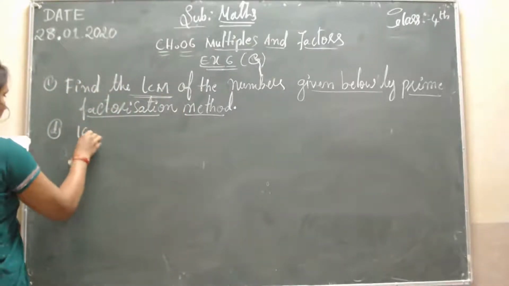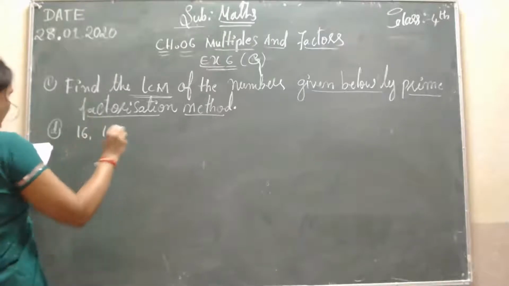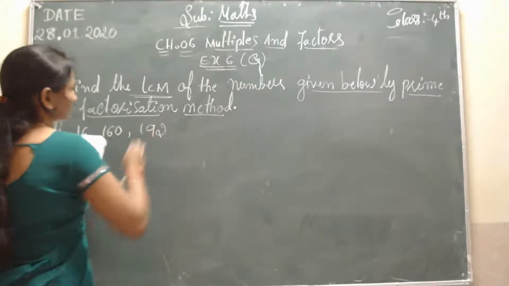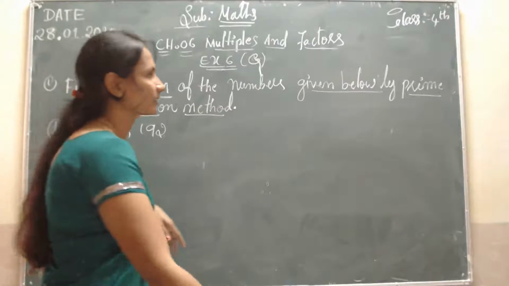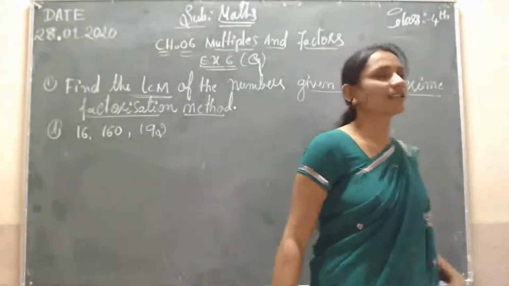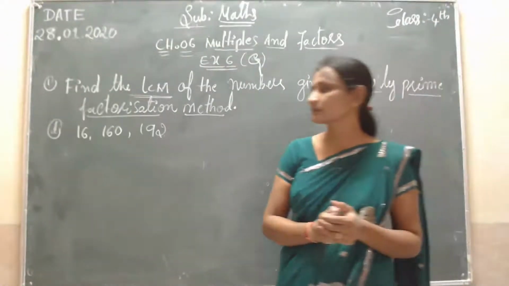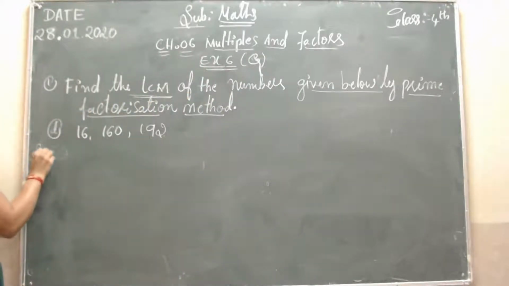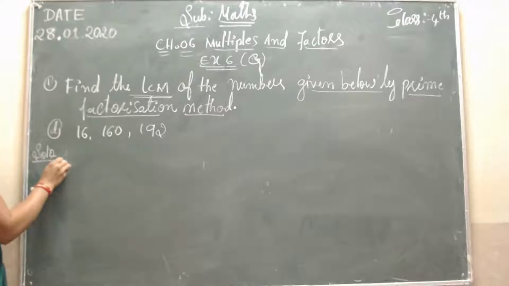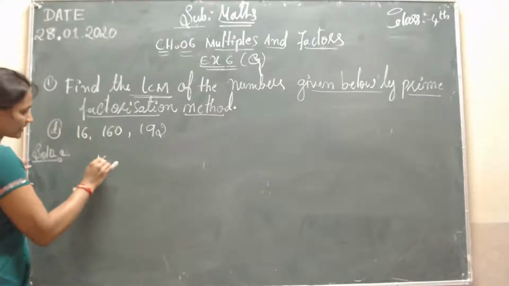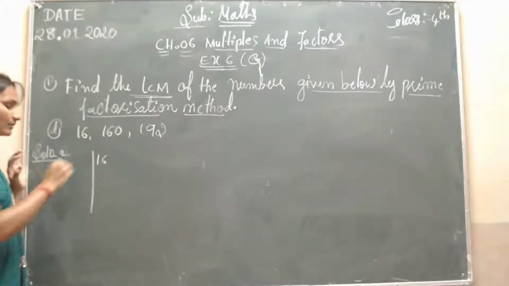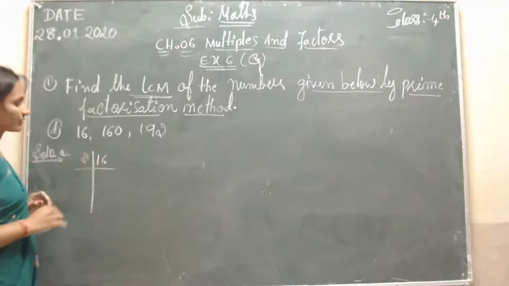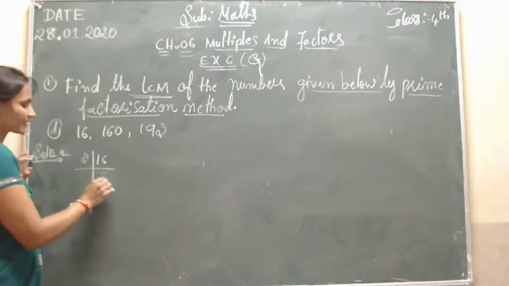D: 16, 160, 190. Students, here 3 numbers are given. So see, first you have to do the individual factorization method. What is the first step, students? The first step is to take 16. You have to do division. Yes, students, you take 2. So 2 8s are 16.